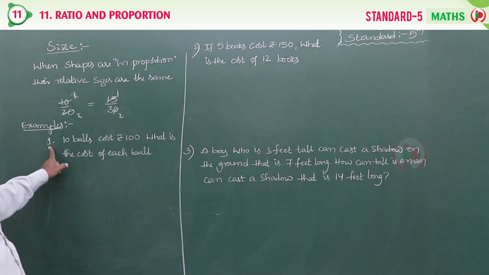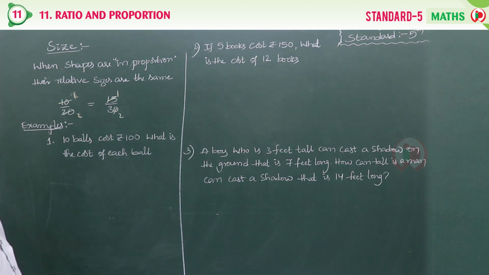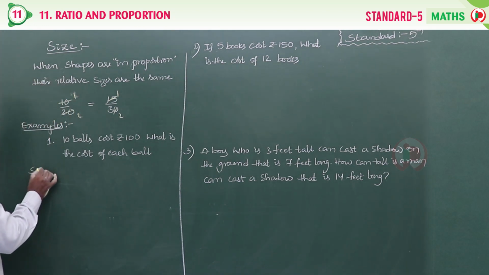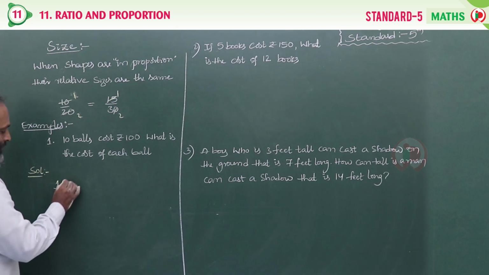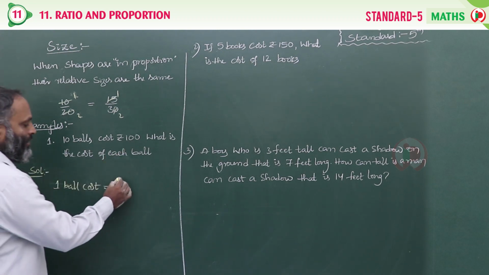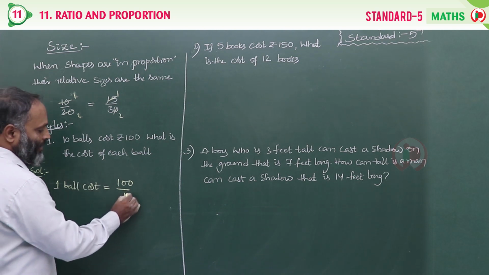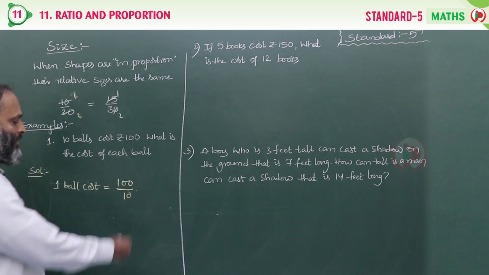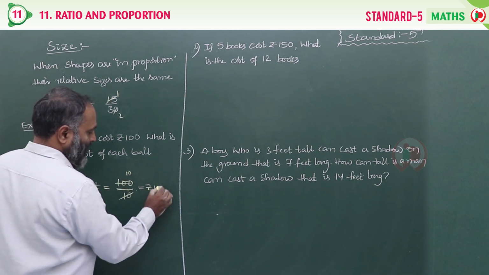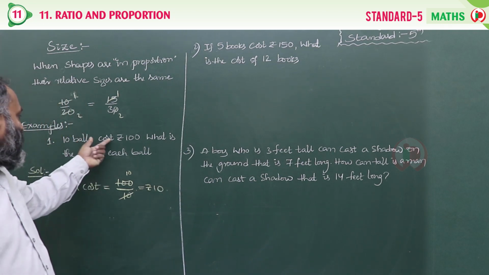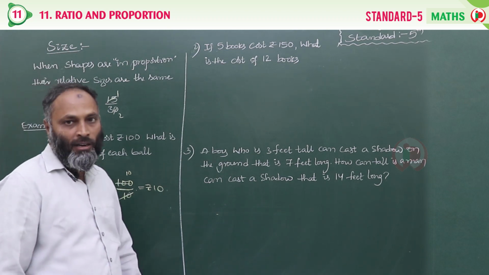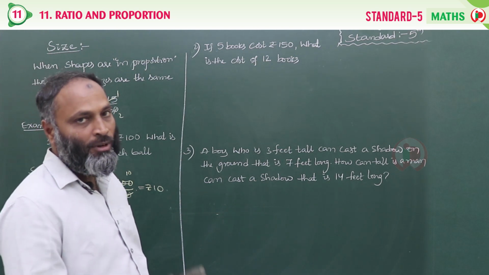Okay, in the same way, in the example, 10 balls cost 100 rupees. What is the cost of each ball? One ball's cost is asked. How to find one ball's cost? The total cost is divided by 10 balls. 10 1s are 10, 10 10s are 100. It is 10 rupees. Each ball costs 10 rupees. The total cost should be divided by the number of balls, then you will get the unit price, that is, one ball's price.